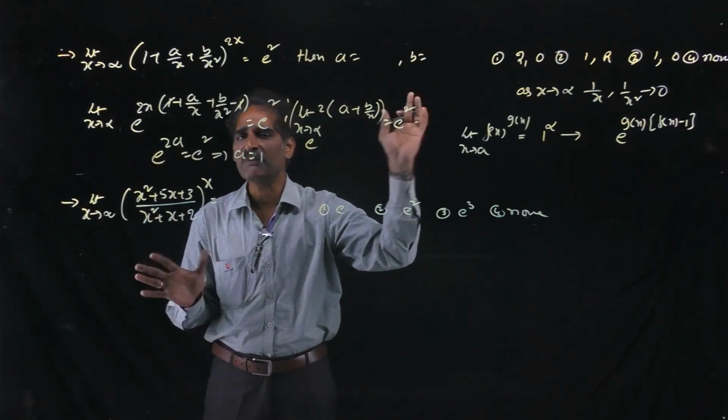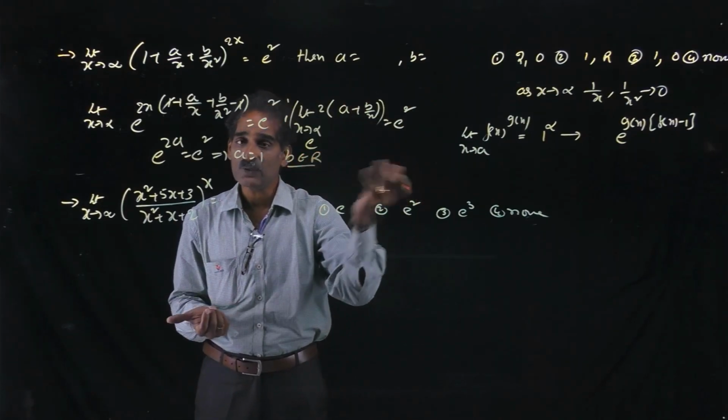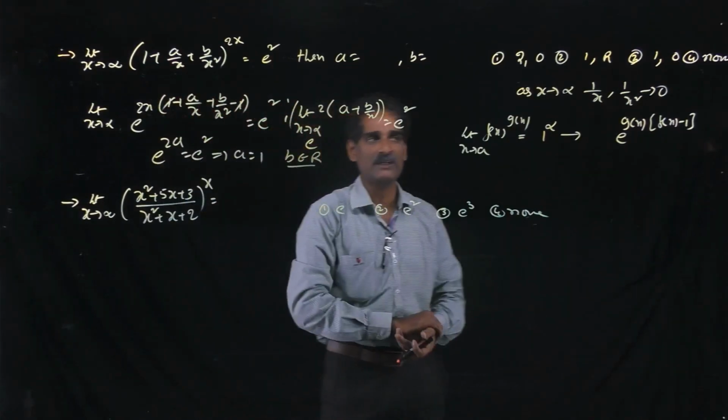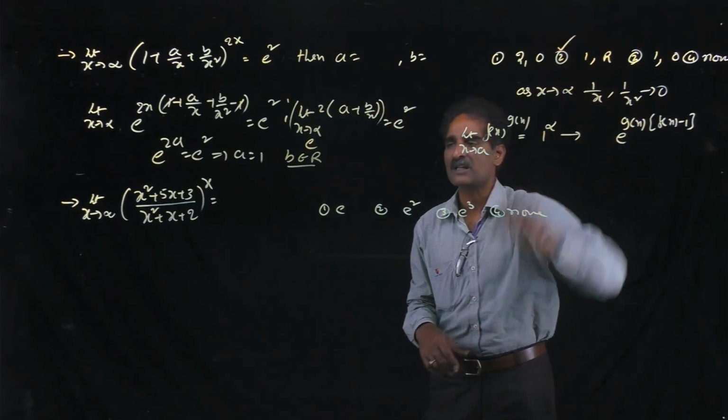So you can take any value. So b should belong to R. b can be any value and a should be 1. Then only the limit value of this is equal to e square. So the option is a equals 1, b belongs to R. This is the right one.